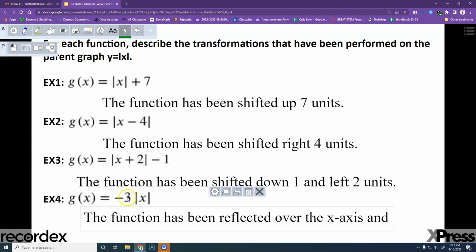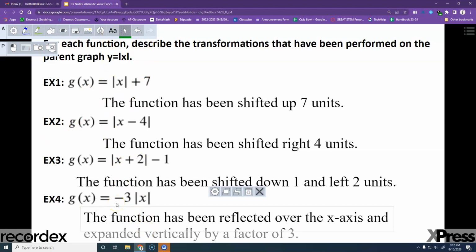In this case, since our number is a big number, and I'm going to call anything bigger than 1 a big number, it is going to expand it. So it's going to expand. It's been expanded vertically by a factor of 3. Don't include the negative there. The negative is totally separate. The negative was the reflection, so we only look at just the 3 there for that. So that gives us our answers for these examples.